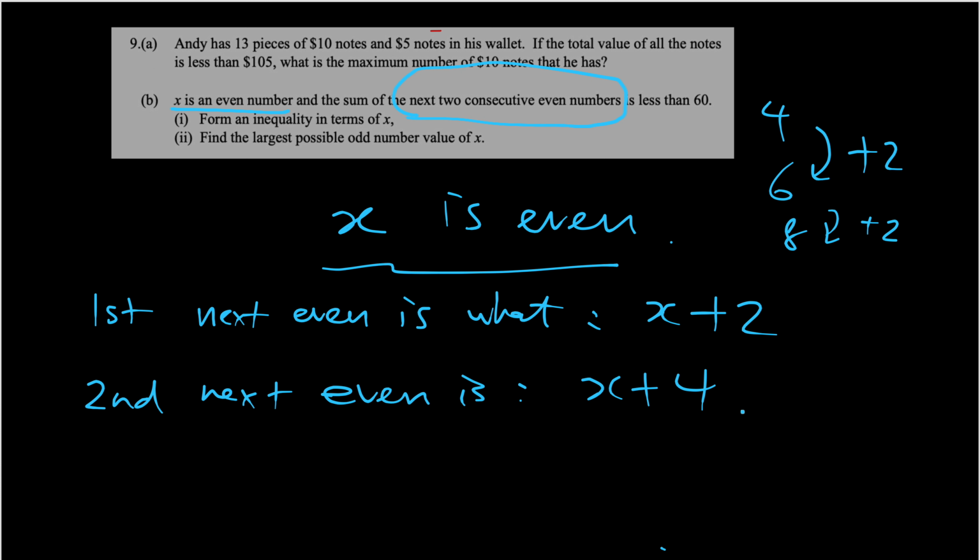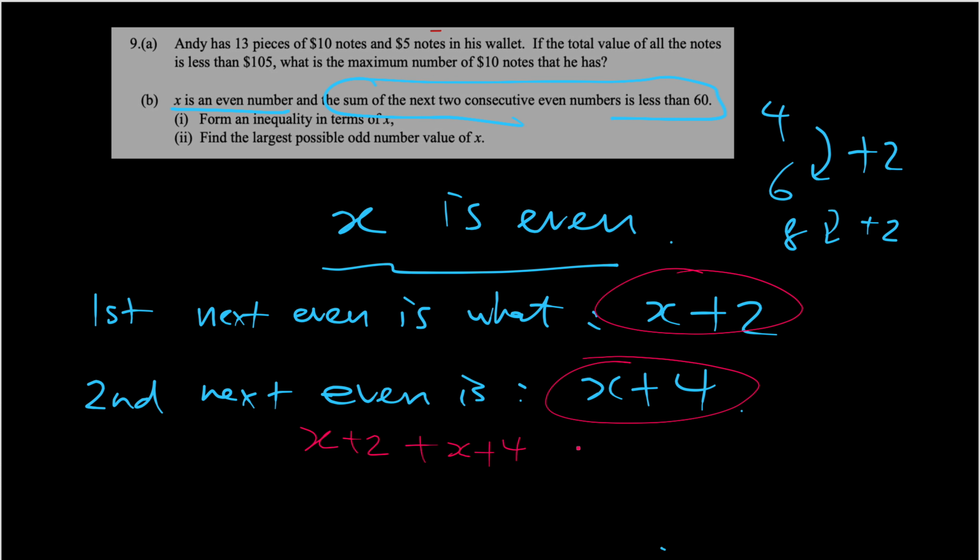So it seems like this inequality question is not only about mathematics. It's also about English comprehension. So once you have this, they say the sum of these two is less than 60, right? So the sum of which two? x plus 2 plus x plus 4. So it's x plus 2 plus x plus 4 should be less than 60, right? So just solve it like an equation.